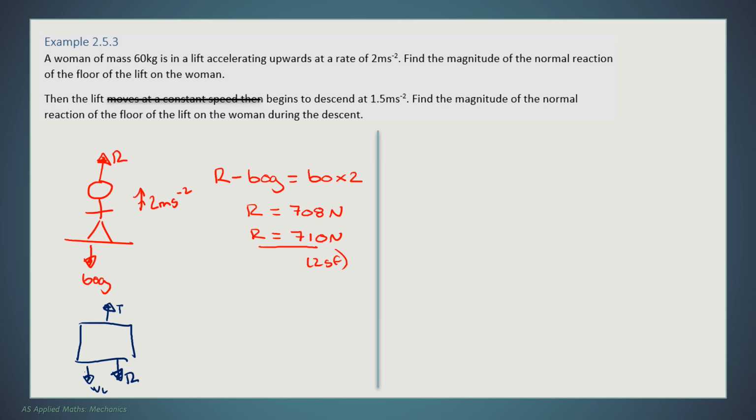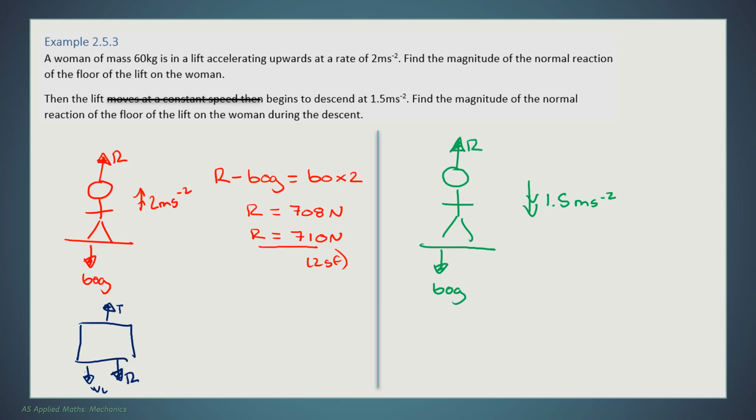This bit moves at constant speed, you need to cross it out, because if it's moving at constant speed we haven't got an acceleration, so we're just going to ignore that. So then the lift begins to descend. It's a fun ride. She must have gone to the wrong floor. So we are descending this time, and again we've got an acceleration. This time motion is down. The weight is the same, but the reaction will have changed.